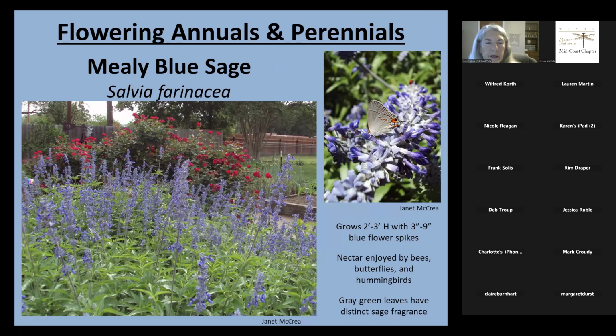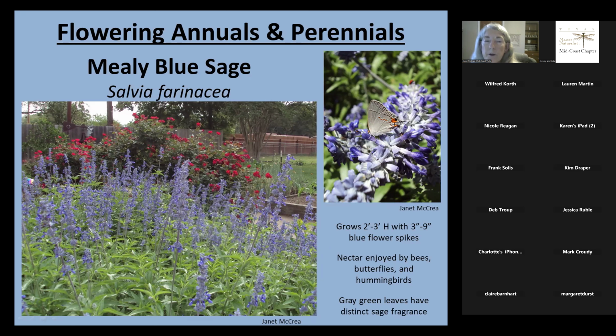This is the mealy blue sage, a Salvia farinacea. There are many different kinds of Salvia farinacea or mealy blues. This one happens to be the Henry Duelberg variety. There's also one that's a Victorian blue. And then Henry's wife, Augusta Duelberg, which is a white variety of mealy blue sage.